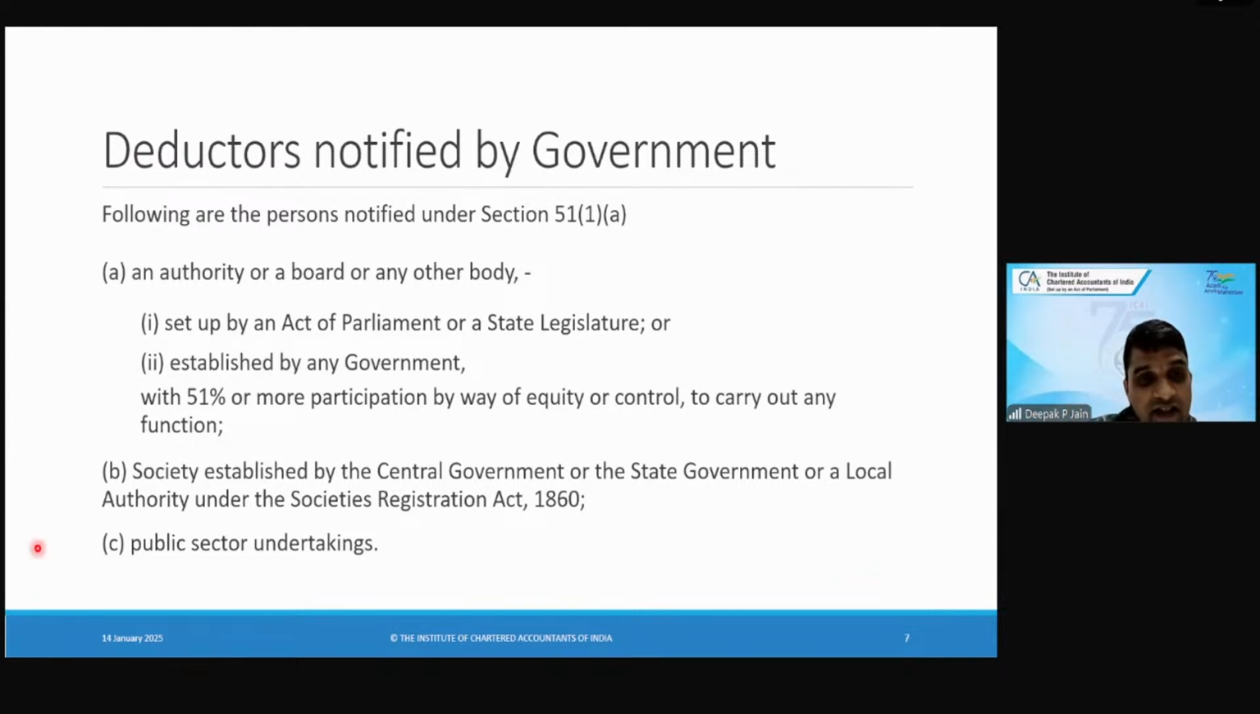Then a society registered, see, even society is covered. Society established by the central government or state government or local authority under the Societies Registration Act. But not every society, only that society which is established by the central government or the state government, and any public sector undertakings. So if these three plus these three notified people are making any payment, then they will have to deduct the TDS.